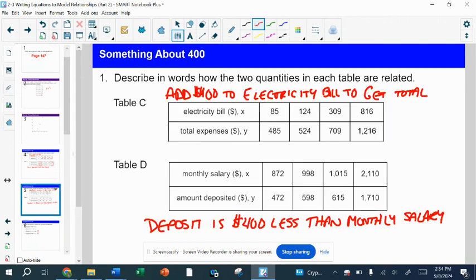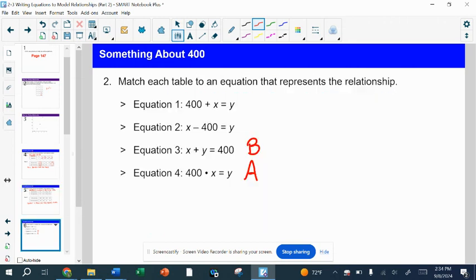For table C and table D, table C says that we were adding $400 to the electricity bill to get the total. Now keep in mind where we've got our X's and Y's. My X is my electricity bill, and I'm going to add $400 to get my total. So equation 1 says the electricity bill was X, add 400, and that's going to give me my total. So that's going to be C.